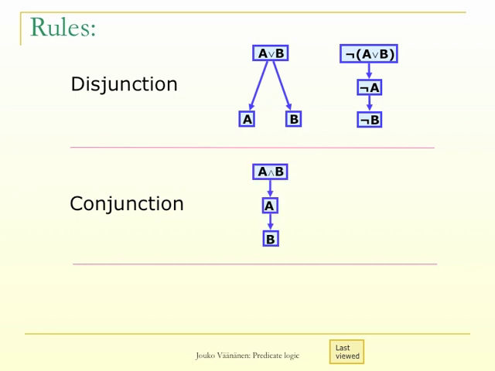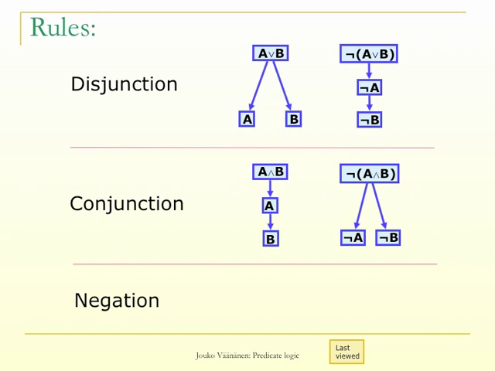Conjunction. We have already seen the first rule for conjunction. The rule for the negation of the conjunction splits into two possibilities, not A and not B, because if A and B is false, it means that it is not true that they both are true. So either A is false or B is false. Negation, we have only this one simple rule that below the double negation of A, we write A.